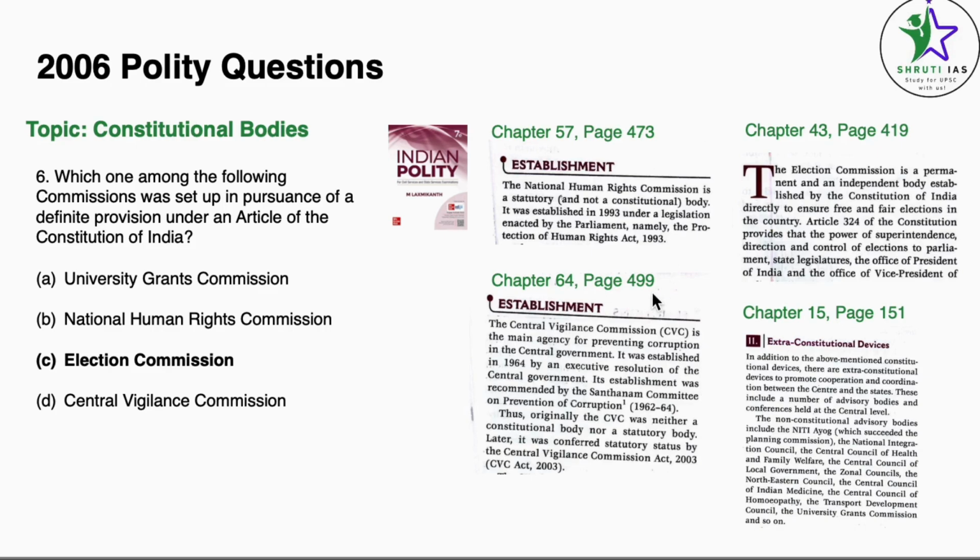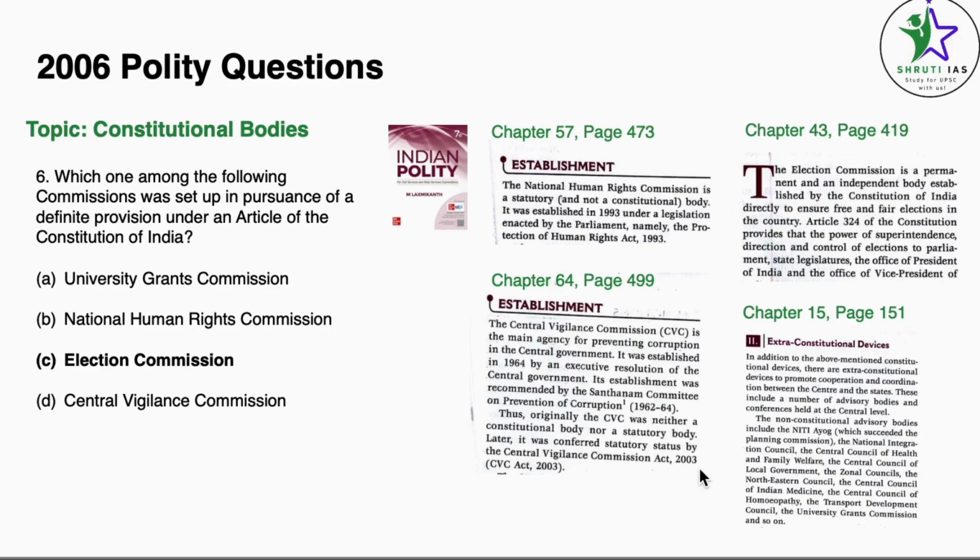And if you look at chapter 64, Central Vigilance Commission, here page number 499 tells us the Central Vigilance Commission is the main agency. It was established in 1964 by an executive resolution and then conferred a statutory status by the Central Vigilance Commission Act 2003. So any body which is not directly mentioned by the constitution and which has a status given by an act is a statutory body. So here we can directly see that election commissions out of these four options is the correct option.